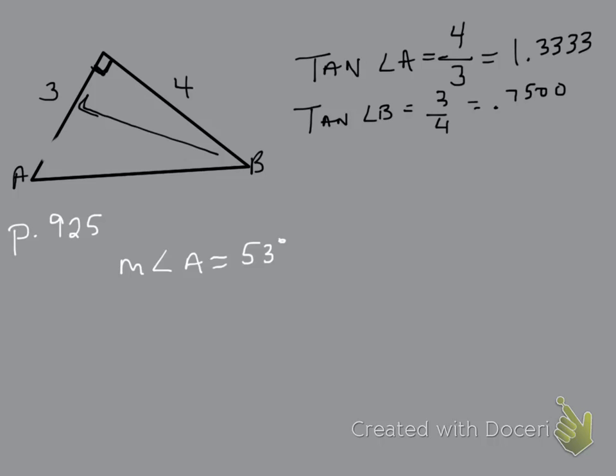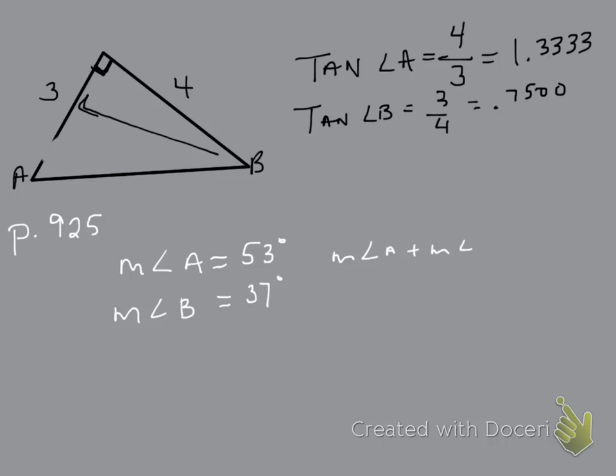Do the same thing for angle B. What is the measure of angle B? Take a second, pause the video, and figure out what the measure of angle B is. You should have looked for 0.7500 in your tangent column, and the closest one you come to is 0.7536, which comes out to be 37 degrees.